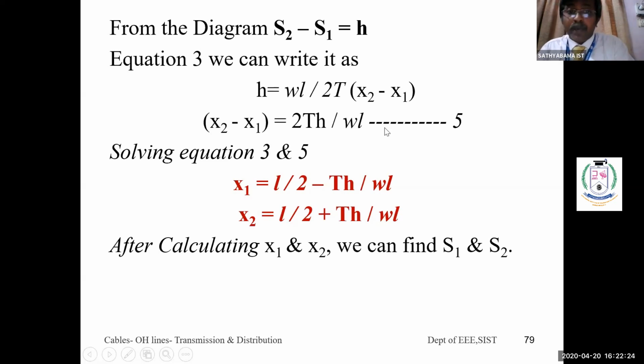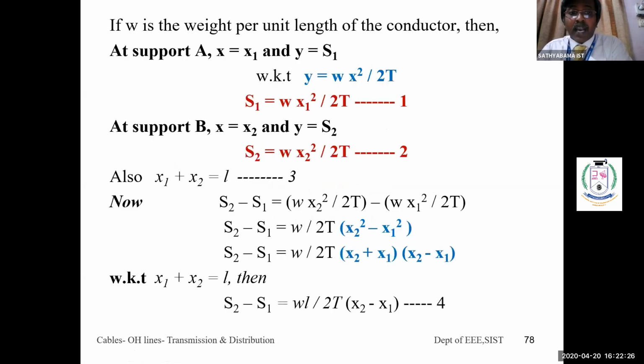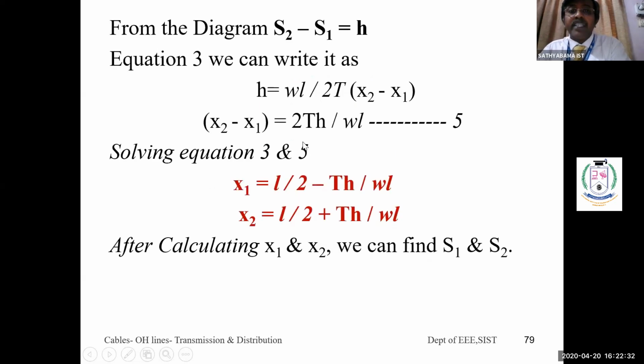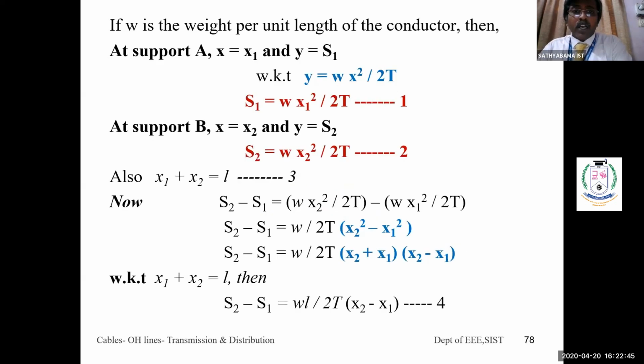So now you have to compare. How do you compare? Already in equation number 3 we have X1 plus X2 is equal to L. So now you have to add 3 and 5. While you add 3 and 5, you will get X1 as well as X2. Understand? X1 and X2. Now easily you can calculate. If you find your X1 and X2, you can substitute in equations number 1 and 2, so easily you can calculate your sag 1 and sag 2.